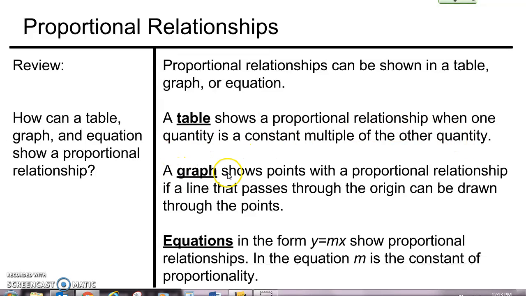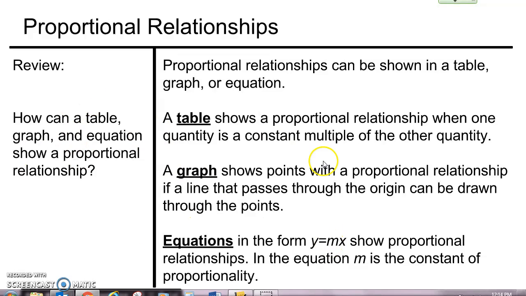Next, we looked at a graph. And remember, a graph shows points with a proportional relationship if a line that passes through the origin can be drawn through the points. Remember, it has to be a straight line graph that passes through the origin. That would be a graph of a proportional relationship. And then the equation that we wrote for a proportional relationship is in the form of y equals mx, where m was actually a number that we called the constant of proportionality.